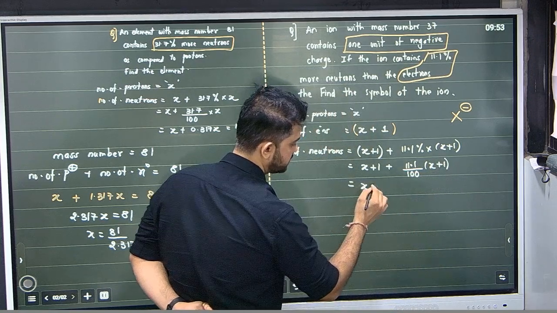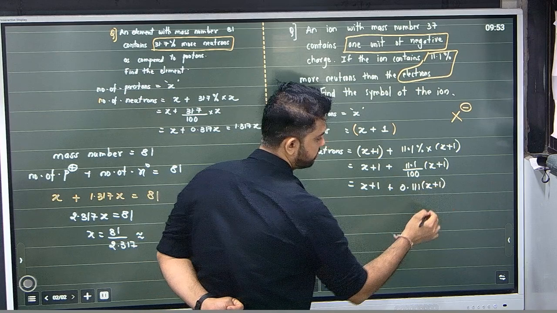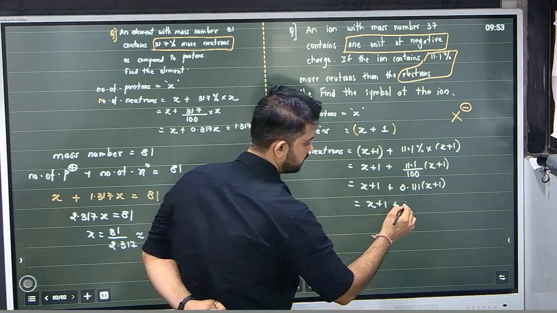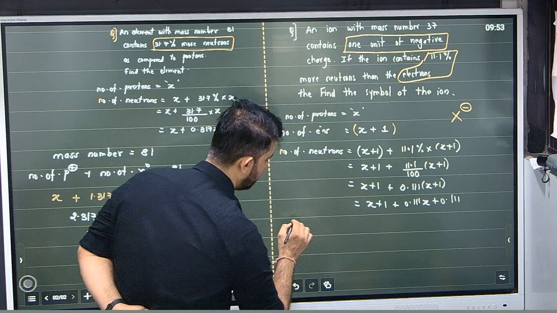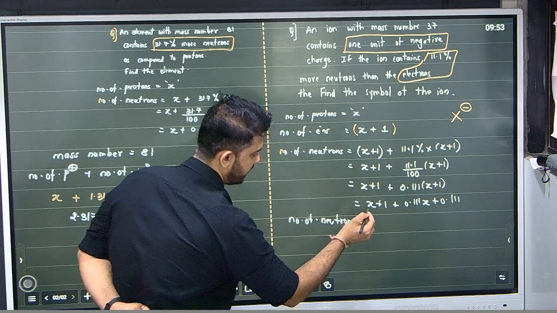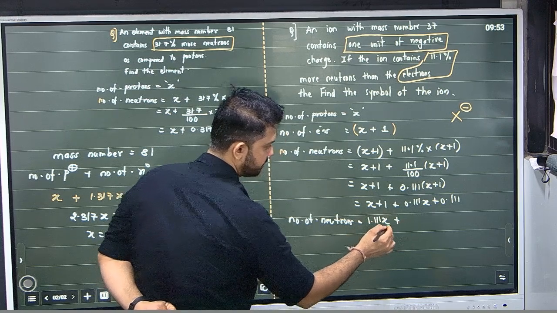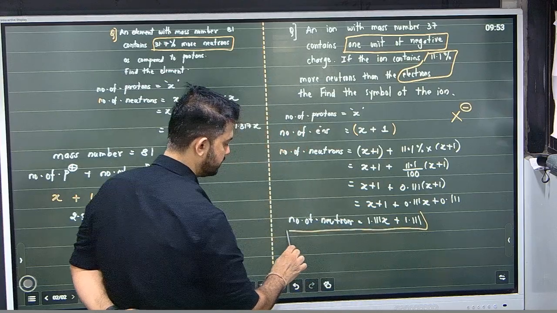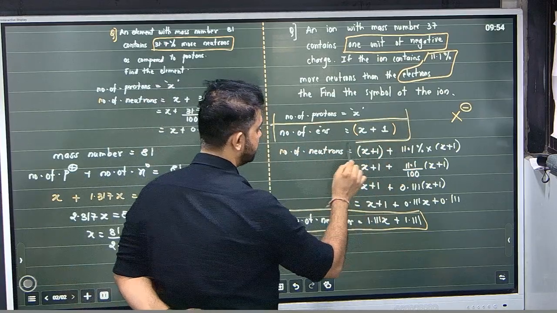So how much will that be? x plus 1 plus 0.111 into x plus 1. Open the bracket here. 0.111x plus 0.111. So finally, how many neutrons are there? x plus 0.111x is 1.111x, and 1 plus 0.111 is 1.111. These are the number of neutrons. Number of protons and number of electrons are here.